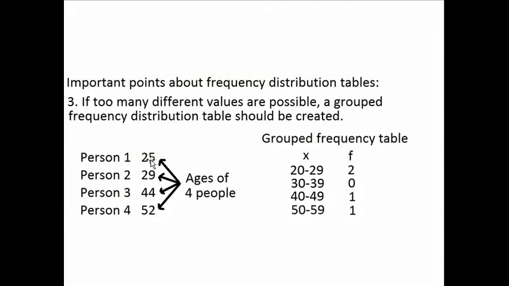So there's 2 20s right here. That's why this f is a 2. There's no 30s, which is why this is a 0. There's 1 in the 40s, which is why this is a 1. And there's one number in the 50s, which is why this is also a 1.